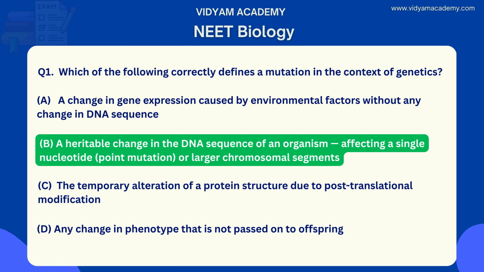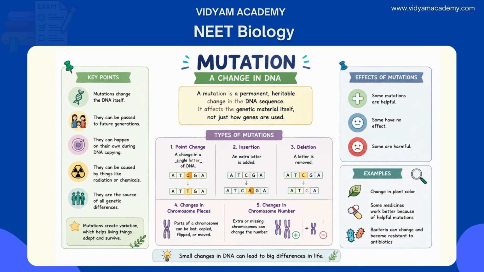Let's see the detailed explanation for this option. A mutation is a permanent heritable change in the nucleotide sequence of DNA. It's a change in the genetic material itself, not merely in how genes are expressed. Point mutations affect a single base pair: a substitution, one base replaced by another, an insertion, extra base added, or a deletion, base removed. Chromosomal mutations involve larger scale changes: deletion, duplication, inversion, or translocation of chromosomal segments, or changes in chromosome number.